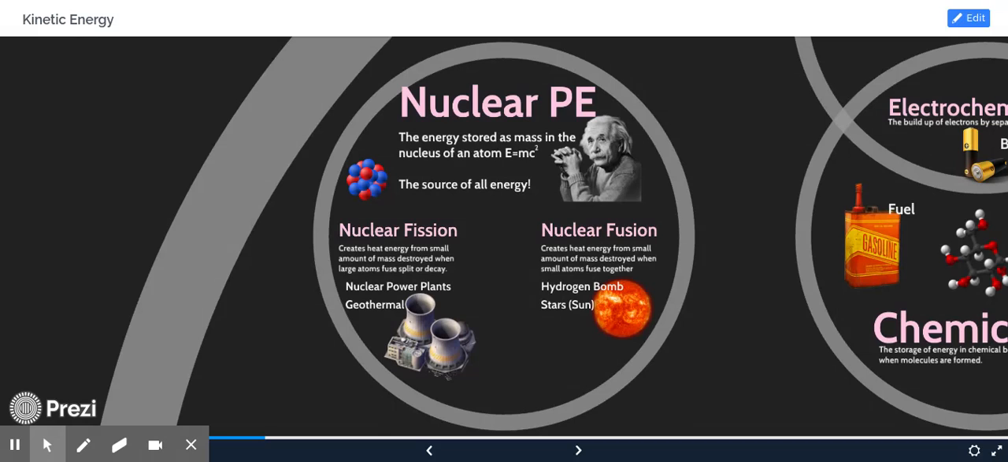It's a process that humans have not learned how to conduct in a controlled manner. So we can't use it for powering things. We can only use it for destruction at this point. But all stars are powered by nuclear fusion, whereas the inside of planets are kept warm by nuclear fission. So there you have two sources of energy stored in the nucleus of atoms. It's called nuclear potential energy.